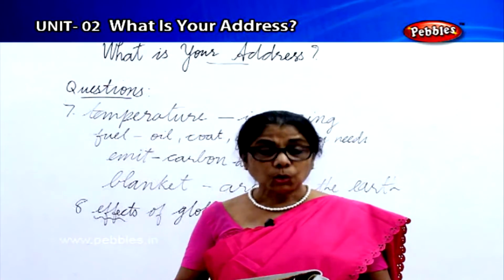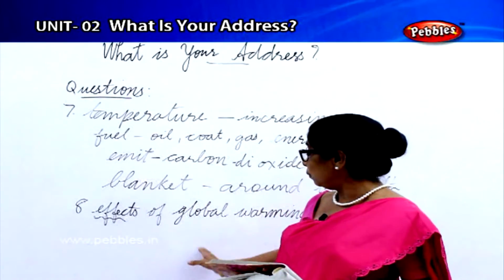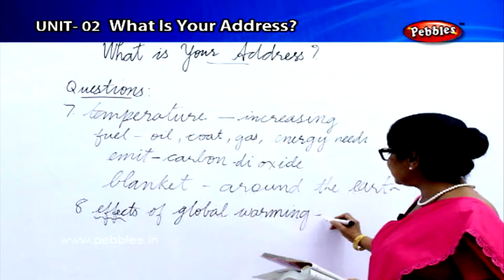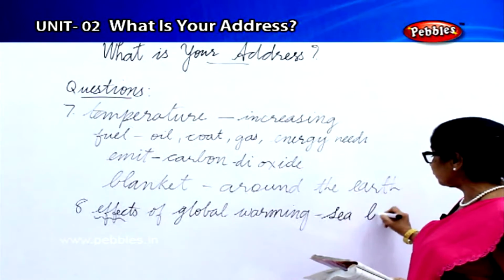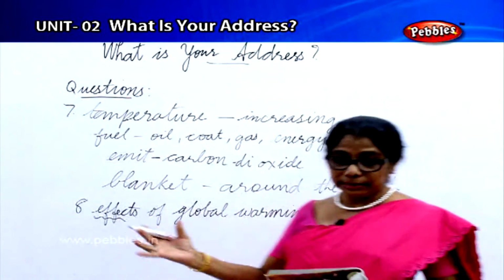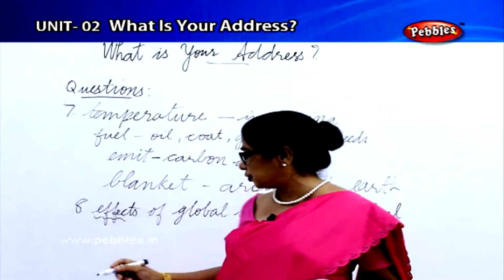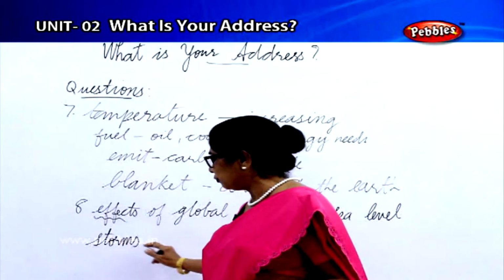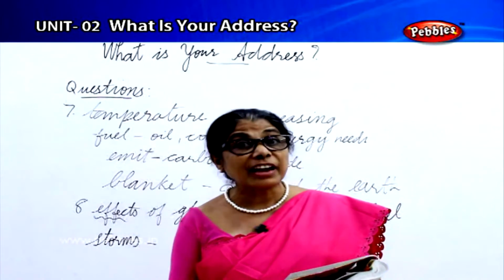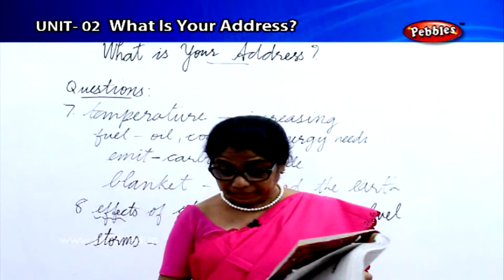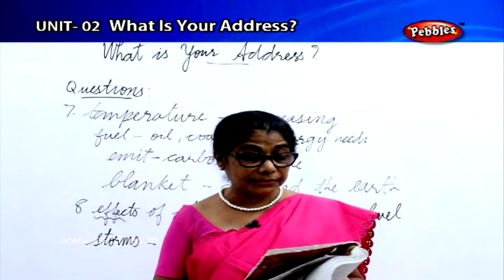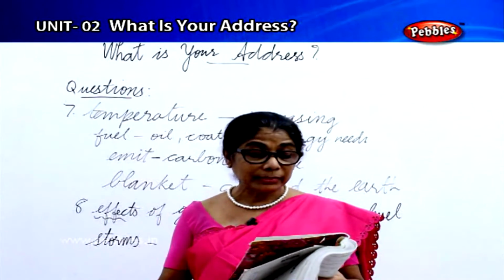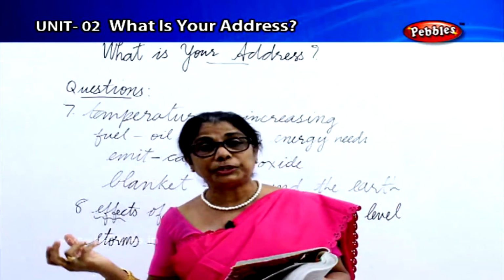We are now looking at what are the effects of global warming upon the earth. So, first what happens? I said sea level rises. The sea level rises, then storms occur. Next we have tsunamis, then floods. Famine is another effect. Famine.